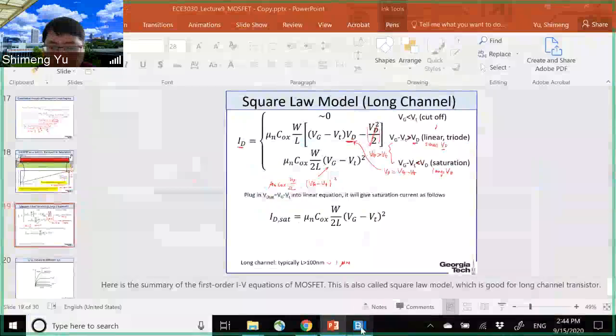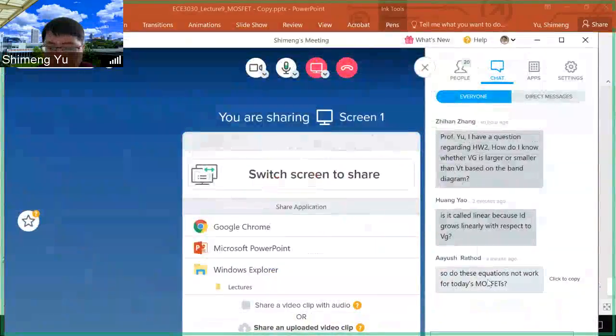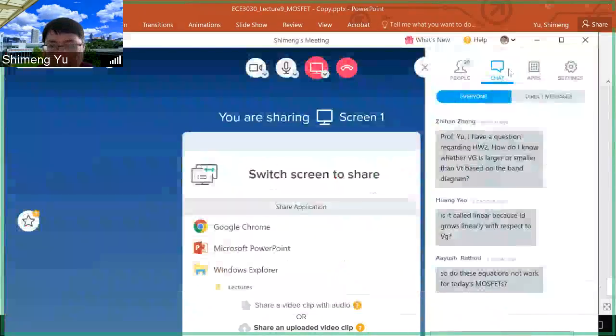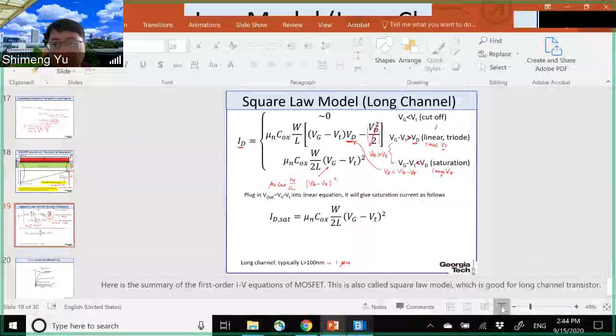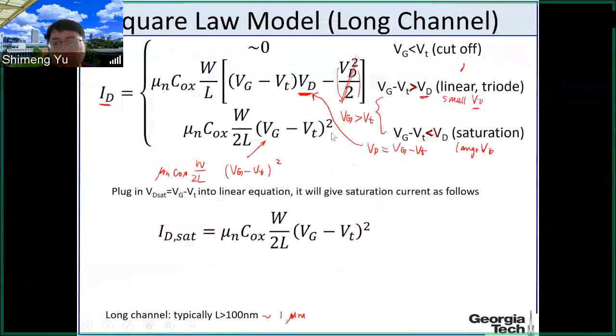All right. Then one more question. Do these equations not work for today's MOSFET? I would say they do not accurately describe today's MOSFET, but to the first order, if you only look at the first order behavior, it's still true for today's transistor. But if you use those equations to calculate the exact current value, then it's not accurate. But this transistor still has those regions like the linear region and saturation region. And we will talk about that in a few minutes towards the end of today's lecture.